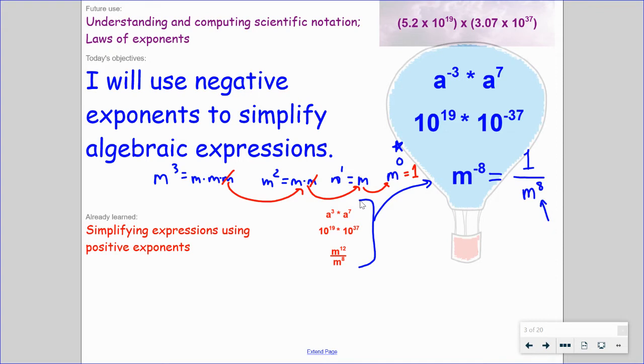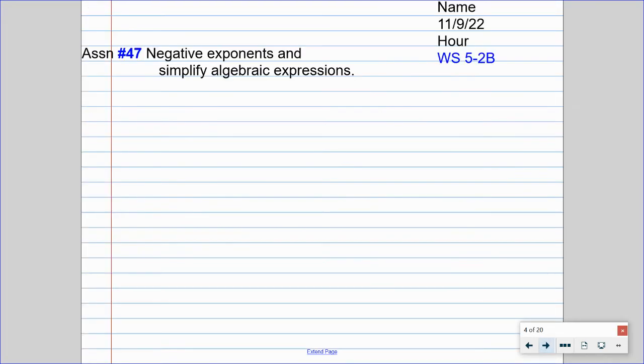We're going to use that knowledge to go ahead and simplify expressions, which eventually help us simplify expressions that might need scientific notation. All right, go ahead, pause your video, whatever the date is, whatever the assignment number is. We have plenty of examples today. Pause, get ready, and when you're ready, come on back.